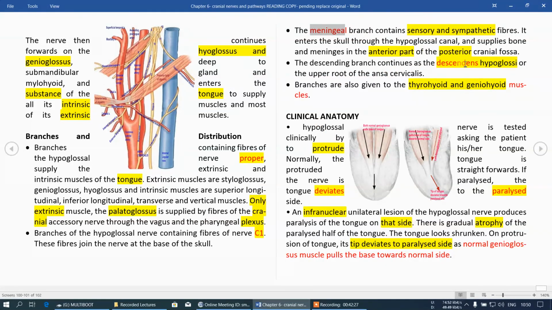After this meningeal branch, it will descend and go to the muscles. Some branches are also going to the thyrohyoid and geniohyoid muscles. These are the muscles related to the hyoid bone, elevators of the hyoid.